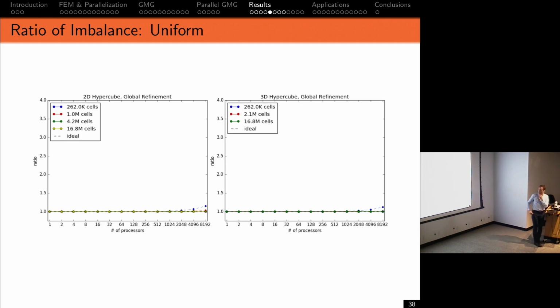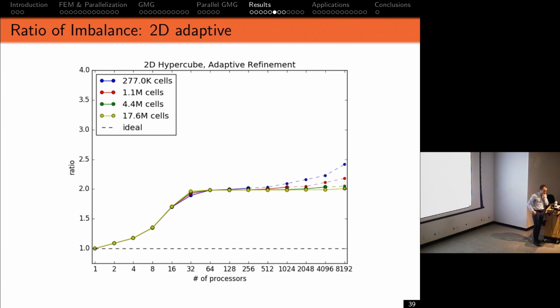And I can look at these workloads. These are now all plots of this factor, this ratio. On the x-axis is the number of processors, and colors are different meshes. You can see if I do global refinement, the ratio is 1, right? I'm normal multigrid, everybody's busy, everything works. If I do something adaptively refined, you'll see that the ratio increases, but it seems to be dropping off at about 2.